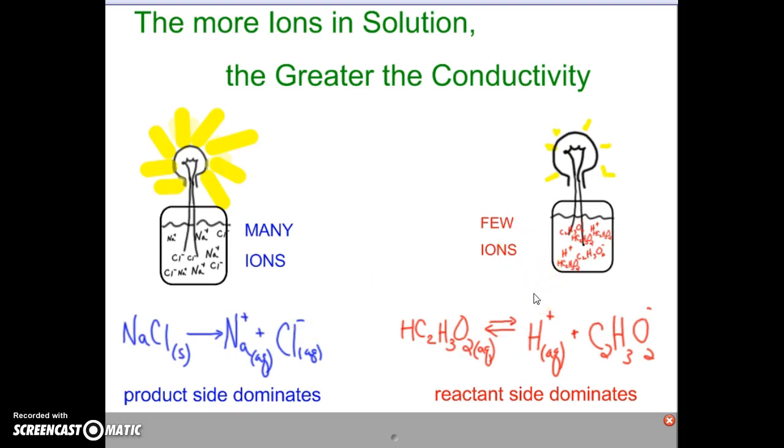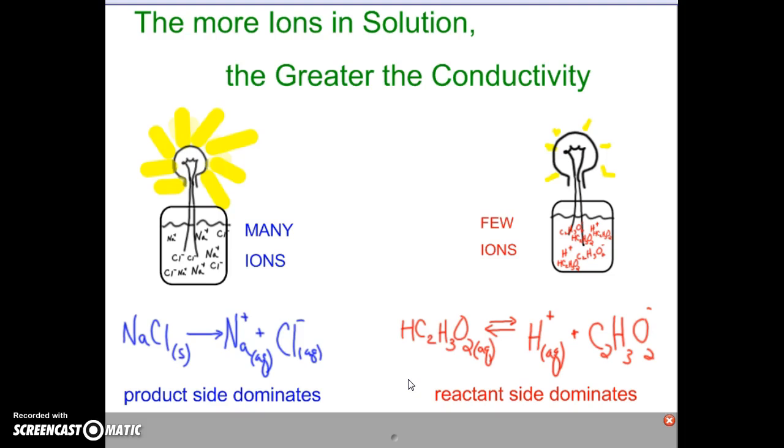On the other hand, in the second diagram, what you will find with a dimly lit light bulb is that very few of these molecules of acetic acid are broken apart into ions. So with fewer ions and mostly molecules present in the solution, the reactant side is what is prevalent to a greater degree.